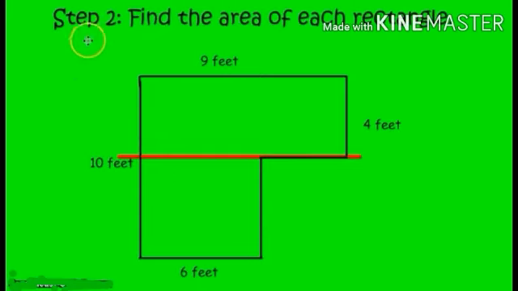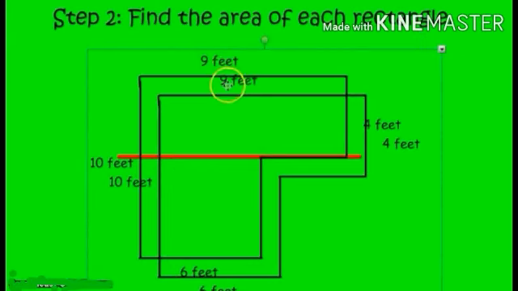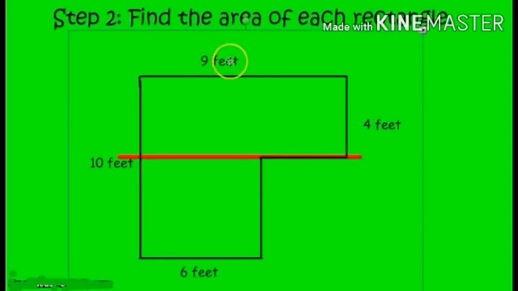Step 2 is find the area of each rectangle. Now let us take a look at top rectangle. We already know the formula. Area is length into breadth. In this top rectangle, this line is 9 feet. So, this line is also 9 feet. And I have breadth 4 feet. Therefore, the area of this rectangle is 9 times 4 is 36 square feet.